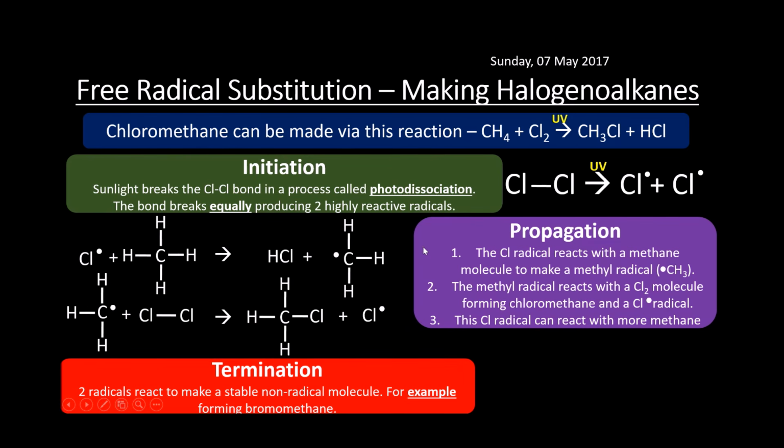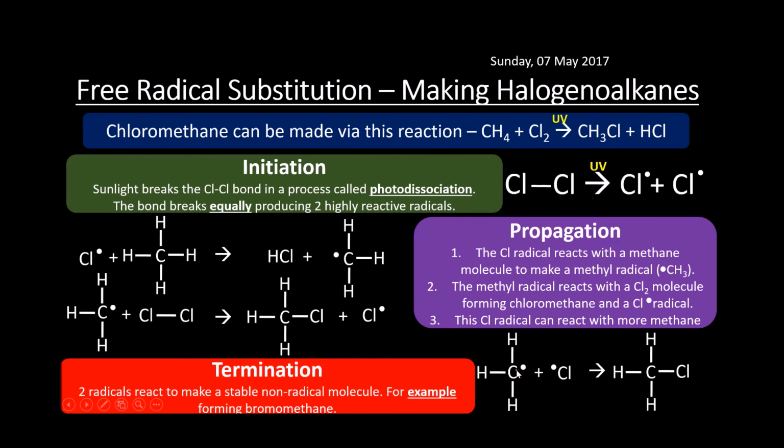And the final step is termination. This is when we get two radicals react and they make a stable non-radical molecule. So for example, forming bromomethane, for example. Or you can use this one, which we're going to use chloromethane instead. So it doesn't really matter. So this one is obviously, here's your methyl radical and a chlorine radical. And these are going to collide to form your chloromethane there. Okay, so this is basically just showing a termination.